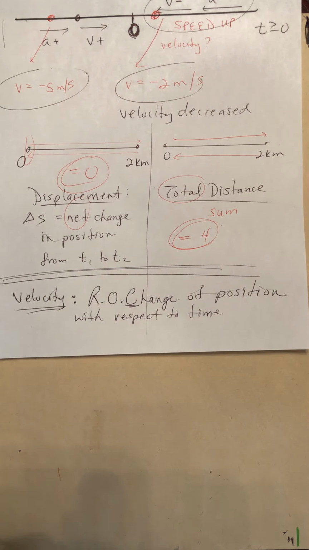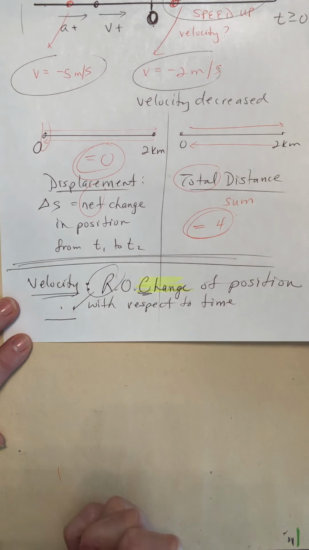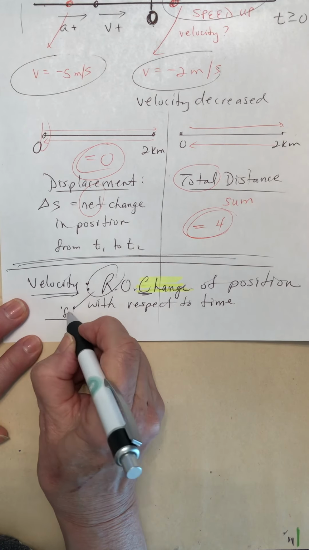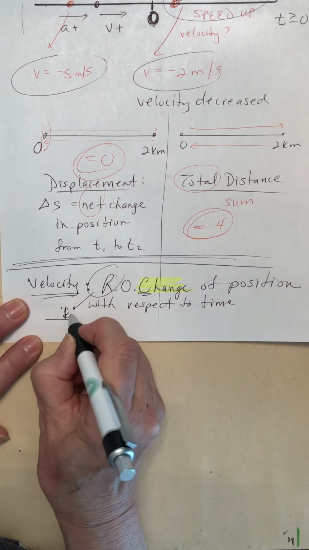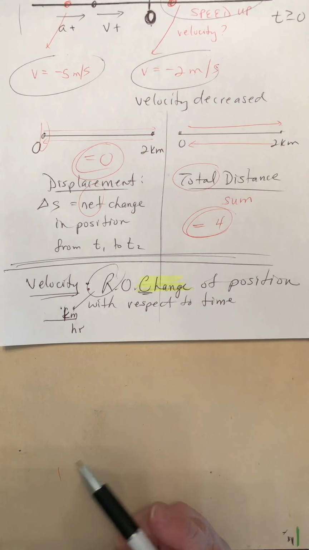So velocity is going to have units. It's position compared to time. And that word rate, we know what rates look like. We have 2 different units. So it could be something like kilometers per hour, right? That could be a rate. Meters per second. But it will be something showing position compared to time.